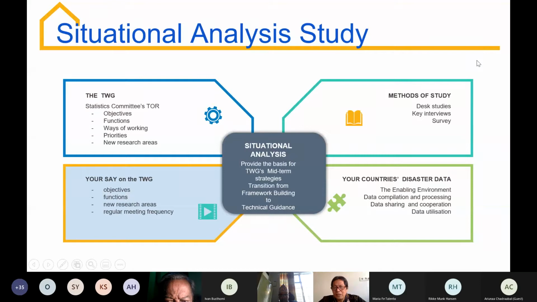Now, moving along quickly, on the right side, the next step is for us to put together the countries' disaster data. This we will do through desk study, interviews with some of you who are interested to be interviewed, and some surveys, to try to capture the state of the disaster data in your countries. The first one is the enabling environment, the policy, institutional arrangements, and things like that, and then the data compilation and processing that you have in your countries, the mechanism for data sharing and cooperation, and also the actual as well as potential use of the disaster data. So that will be the situational analysis that we'll put together.